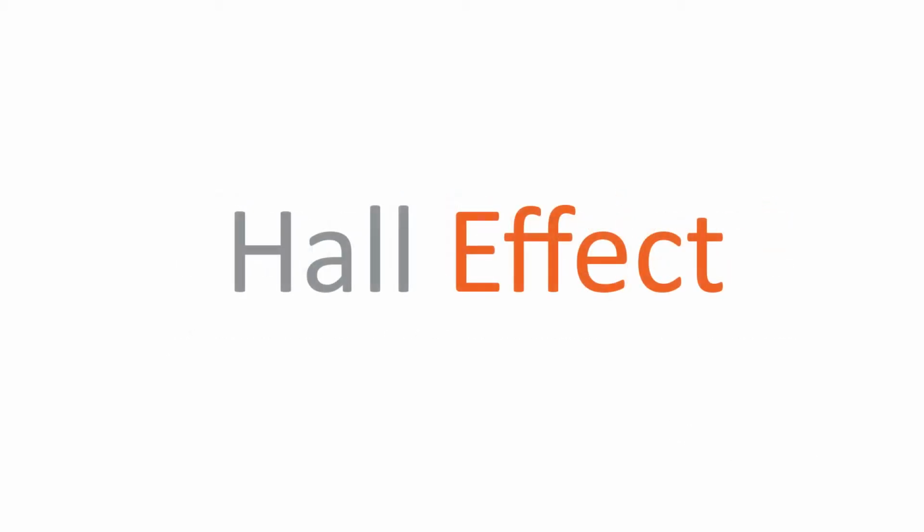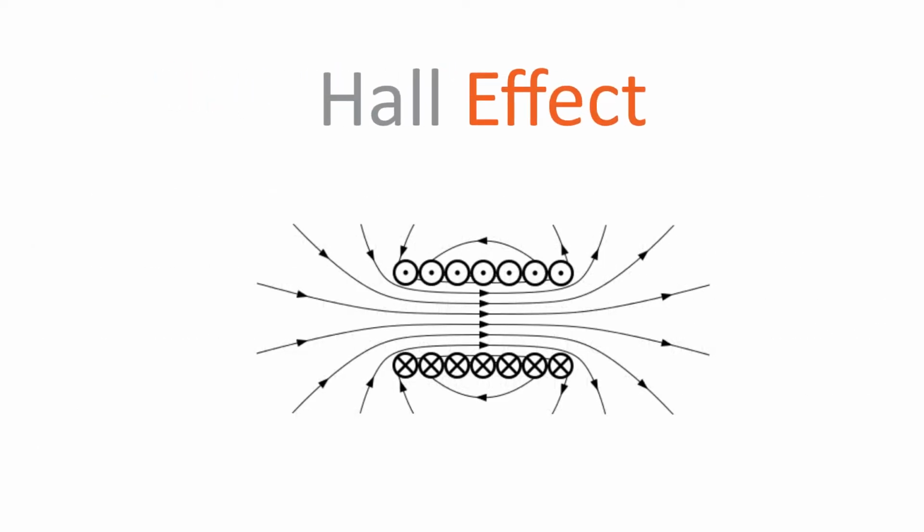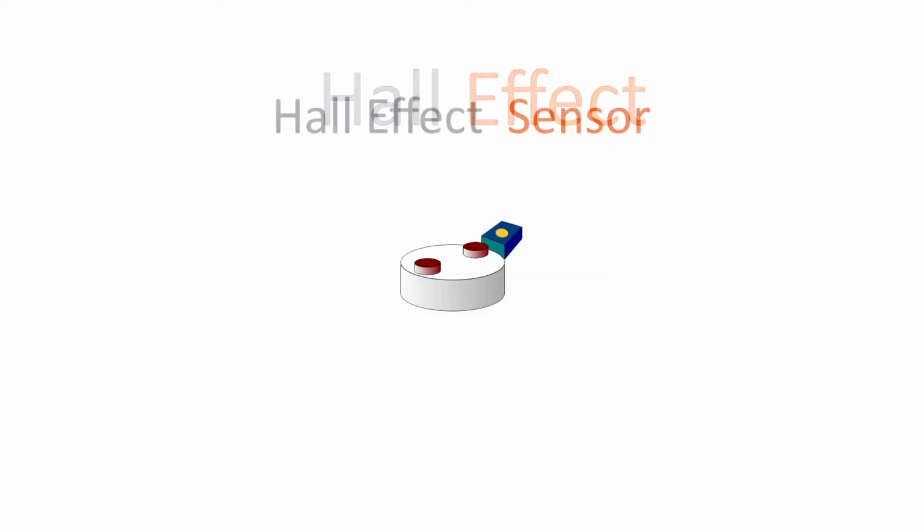Hall effect. When a magnetic field is brought near a conductor carrying current, a voltage difference is induced. This voltage difference is directly proportional to the magnetic field around it. A Hall effect sensor uses the exact principle to detect magnetic field around it.